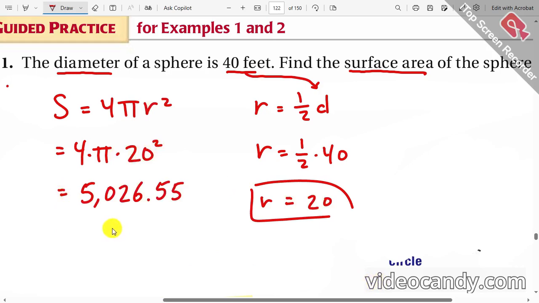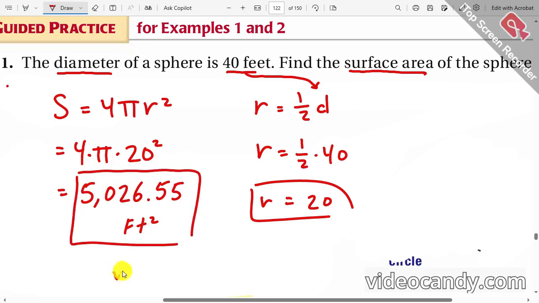Rounding off, I get 5,026.55. The units were in feet, so for an area, that is going to be in feet squared. Final answer. If you wanted it in terms of pi, just do 4 times 20 squared and leave pi alone. Make sure you include the pi at the end.